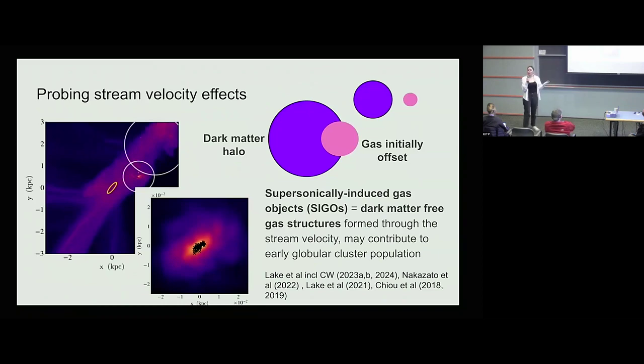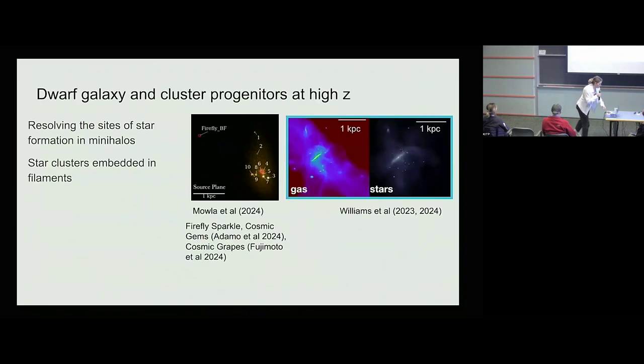My collaborator, William Lake, also a grad student at UCLA, has done a lot of work investigating these SIGOs, and he has some recent papers where the SIGOs are shown to form stars before falling back into a larger protogalaxy, so then they would be like a low metallicity star cluster on the edge of a galaxy. That's what's shown here in the figures. He finds this gas cloud. The white circles are showing a dark matter halo nearby, and so it is totally dark matter free, forms stars, and then falls back into the halo. So these would be really cool signatures of the stream velocity in particular.